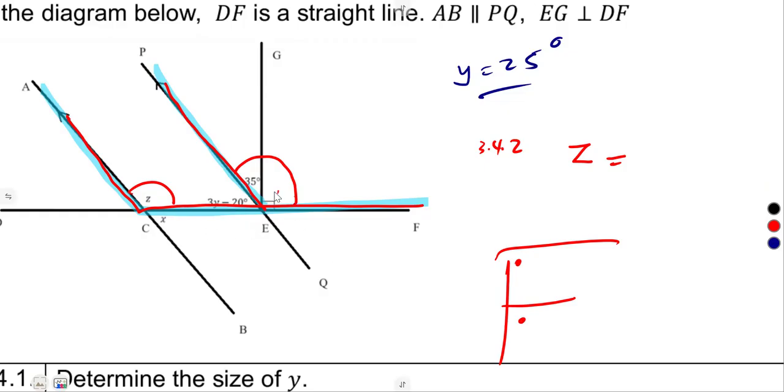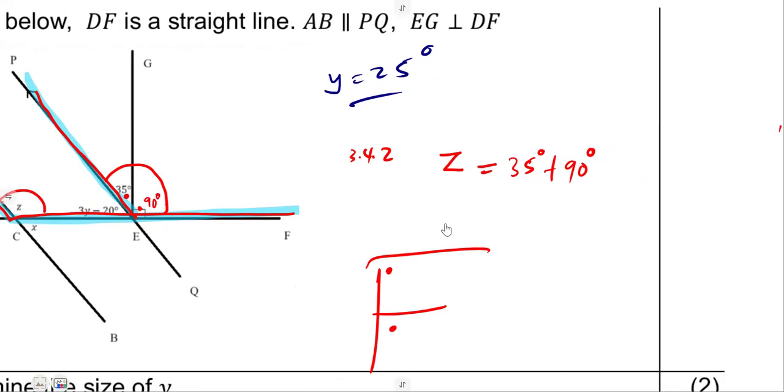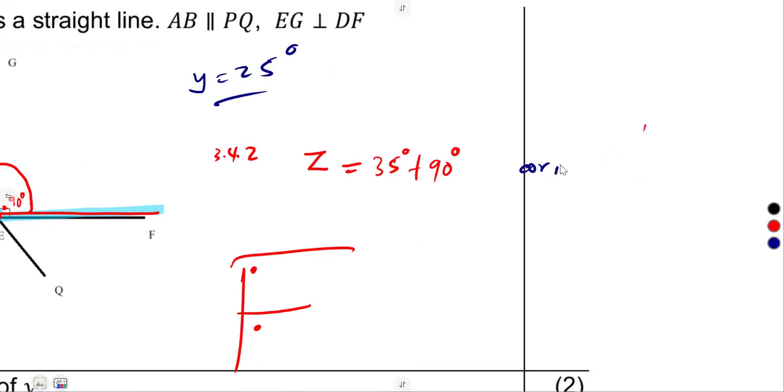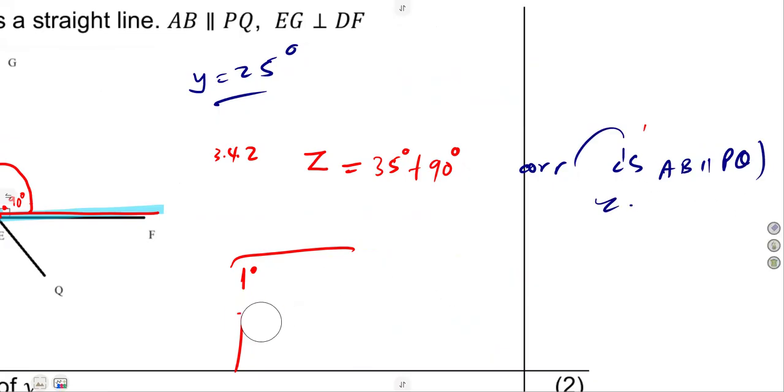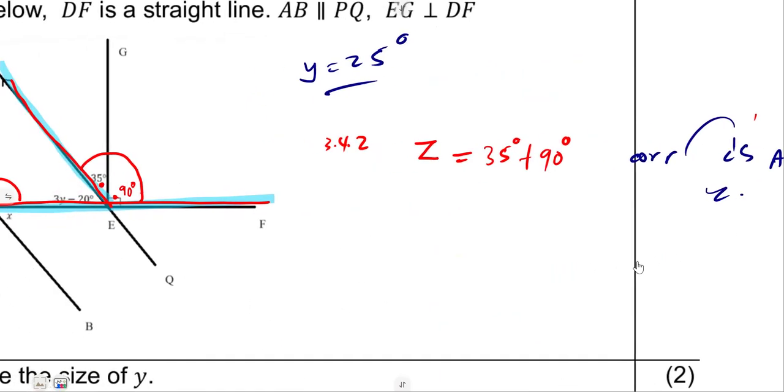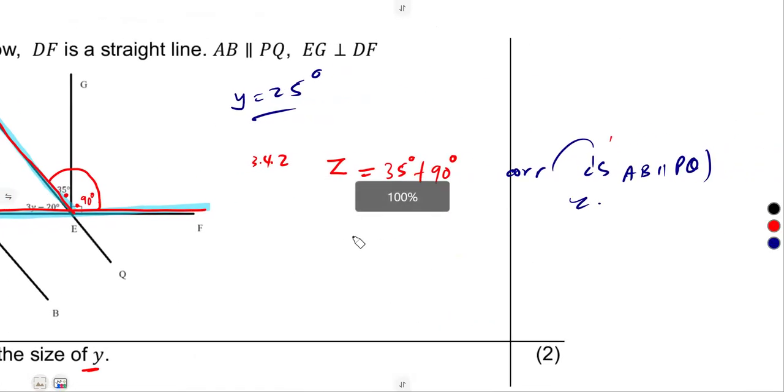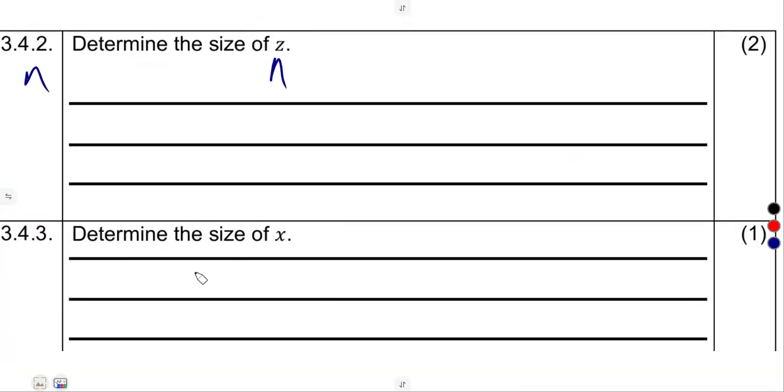So Z will be equal to the sum of these two, the 35 and the right angle, the 90 degrees. So that's 35 plus 90 degrees, corresponding angles, as we are given that these two lines are parallel, AB is parallel to PQ. From that information, we're going to have the size of the angle Z. Our Z is going to be 35 plus 90, which is 125 degrees. Then 3.43, the size of X.